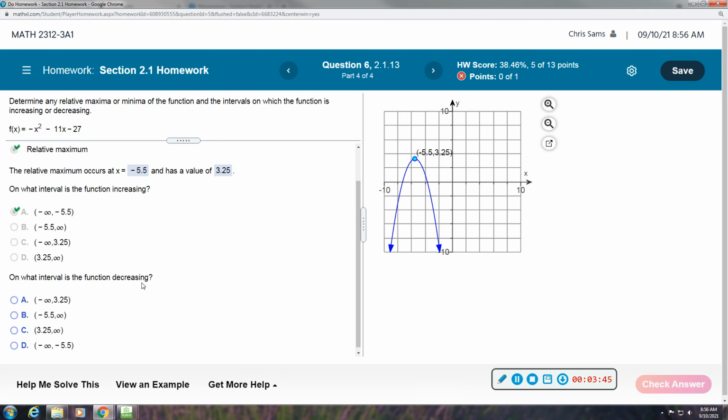And then it is decreasing from, again, x direction only, so negative 5.5, don't use the y value. Negative 5.5, and then going all the way to positive infinity because this arrow continues going over to the right side. So don't think about the down, just think about left and right. So negative 5.5 to positive infinity is the decreasing interval.